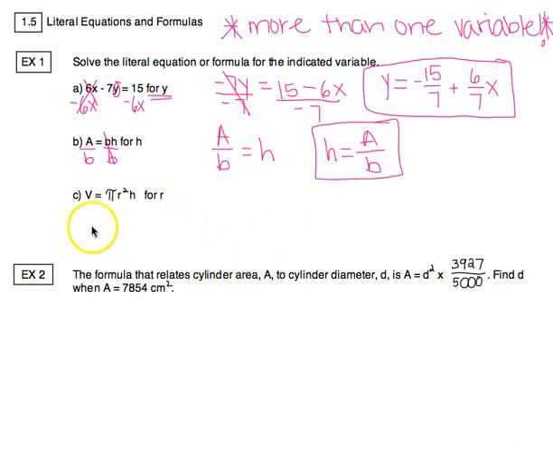All right, last one of this type, we're solving V equals pi r squared h for r. Both B and C are formulas. B is the formula for area of a parallelogram or a rectangle.